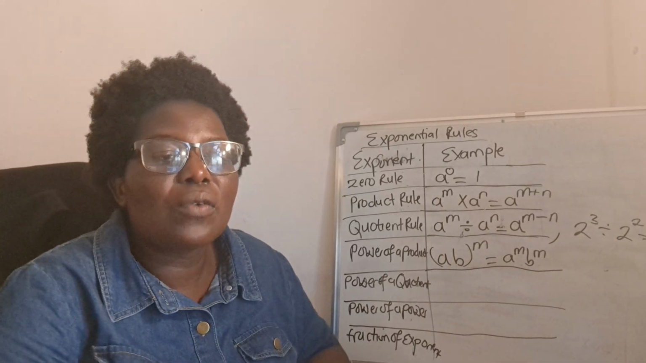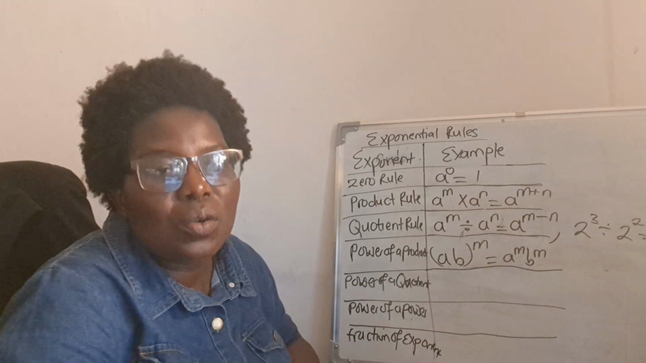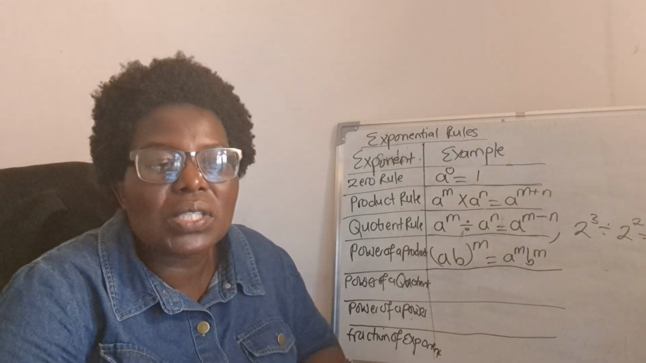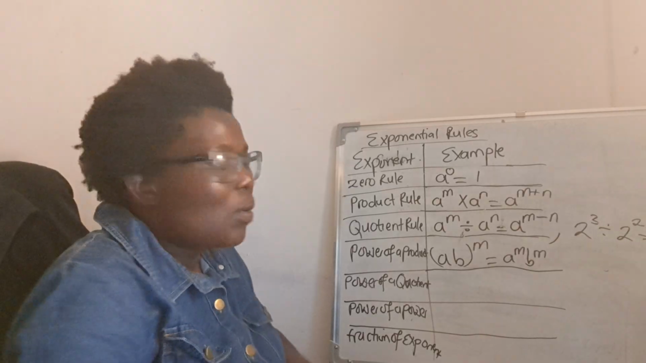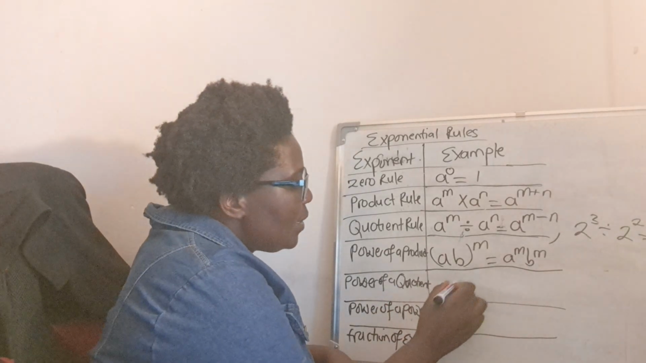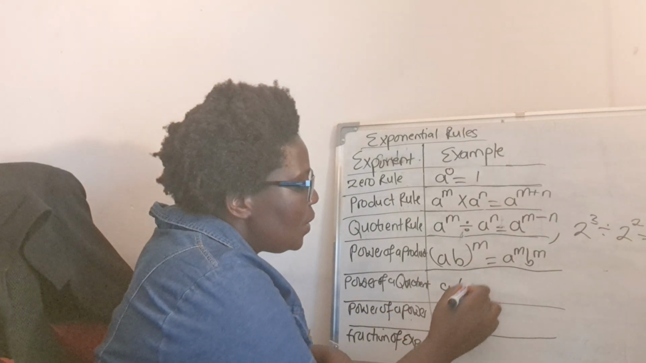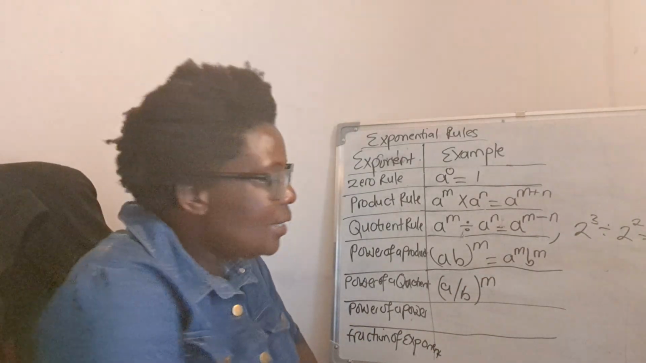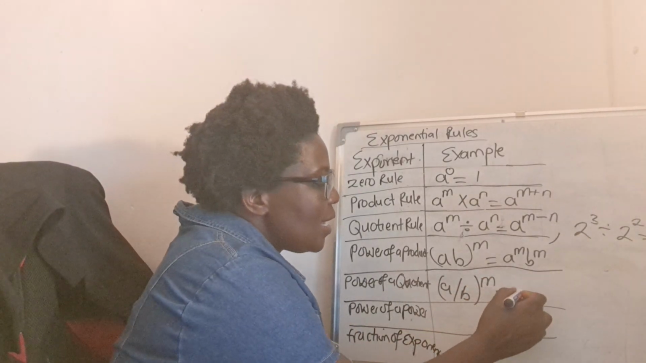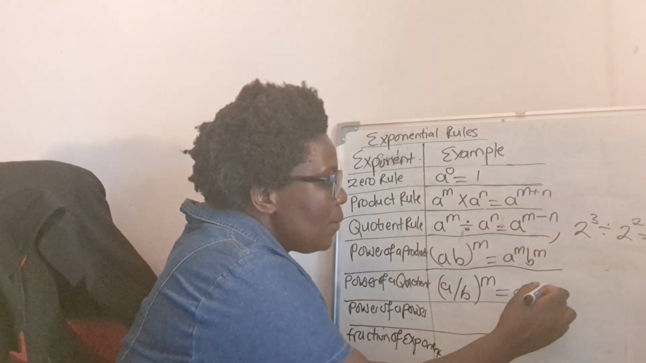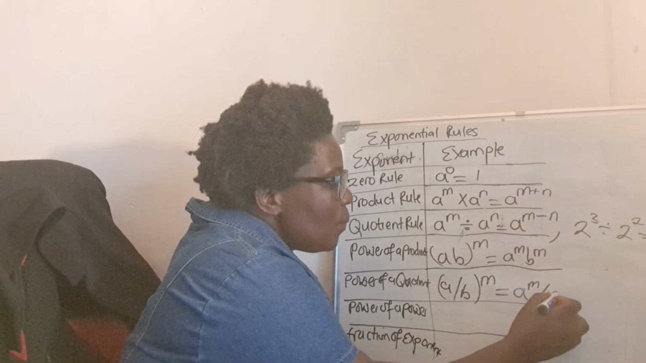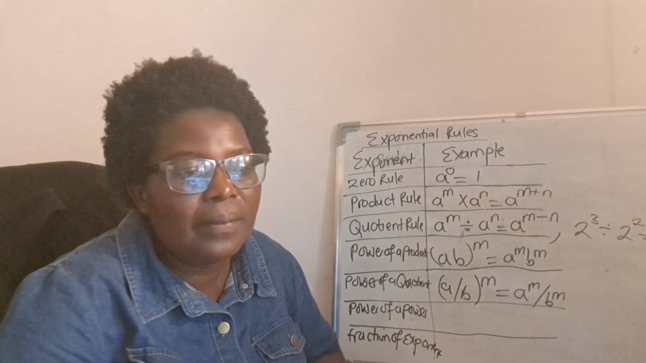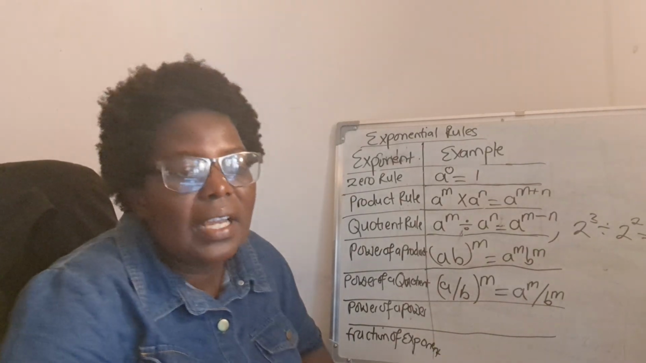And we also have what we call a power of a quotient. With the power of a quotient, it means that there is also division involved. Say a divided by b, all to the power of m. This is exactly the same as a to the power of m over b to the power of m. That's the power of a quotient.